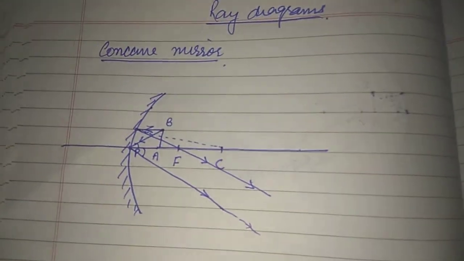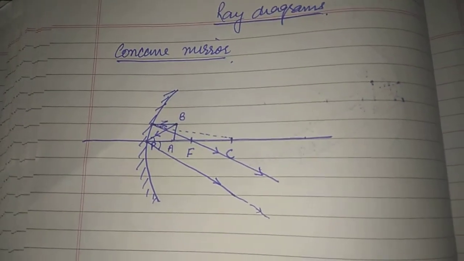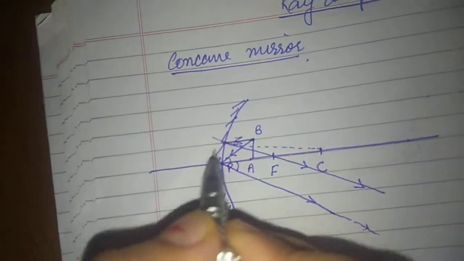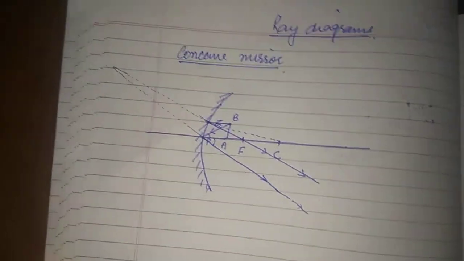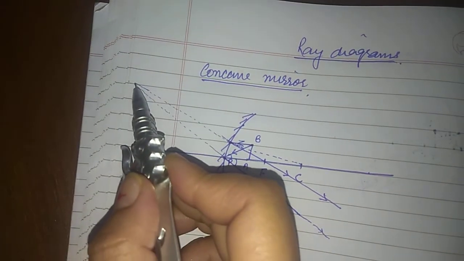So in this particular case, we have to extend the rays in the backward direction to find out the position where the two rays appear to meet. So let us extend them. I have extended the rays in the backward direction. You can see they are going to meet here at this particular point.